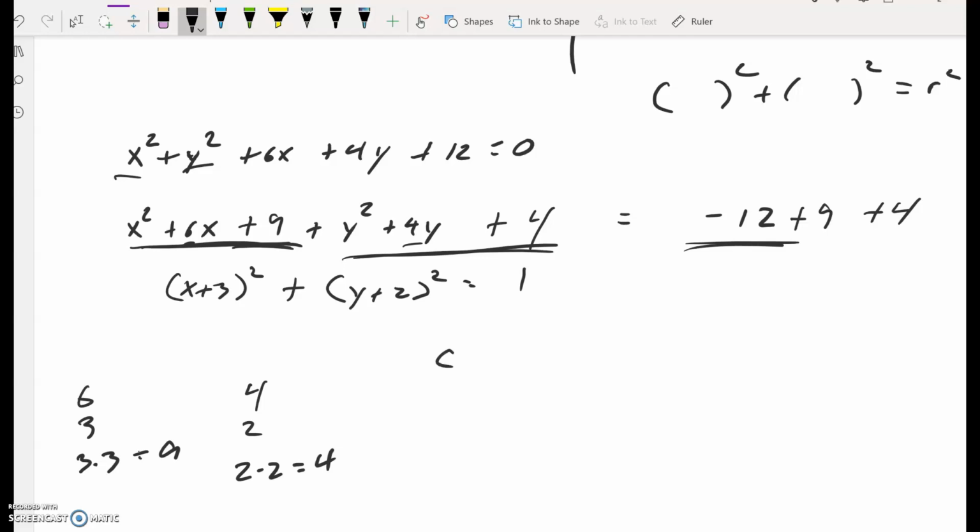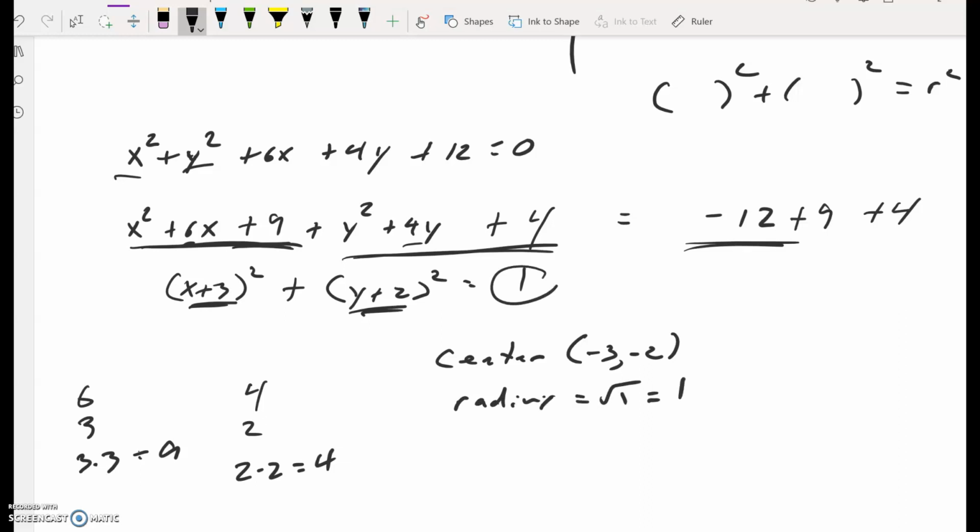So now we know the center. The center is negative 3, negative 2, because the negative 3 makes this quantity in the parentheses 0. The negative 2 makes this quantity in the parentheses 0. And the radius is always the square root of this number, and the square root of 1 is 1. So if we're asked to sketch the graph of this circle, it would be at negative 3, negative 2, and it would have a radius of 1. So it would look about like that. And we're done.